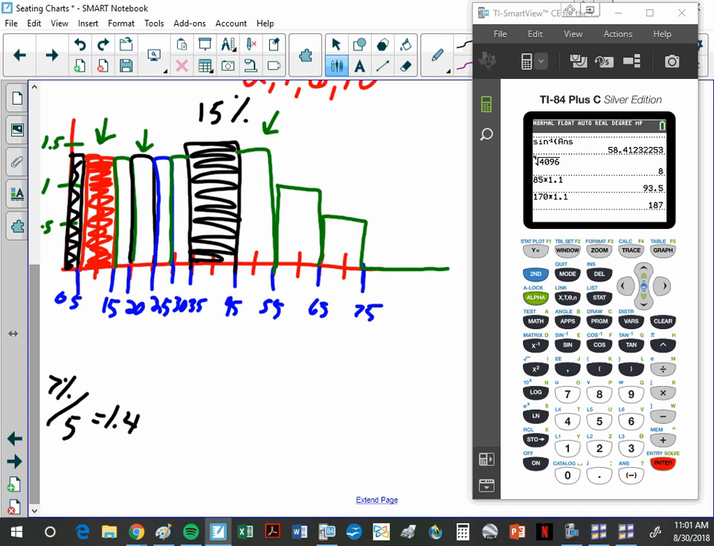What's the upper end on this? It tells you in the problem, stop at 85. If I stop at 85, what's the height of the last block? It would be 6 divided by 10, which is 0.6. And actually, that's supposed to be the same size. I didn't draw that very well.